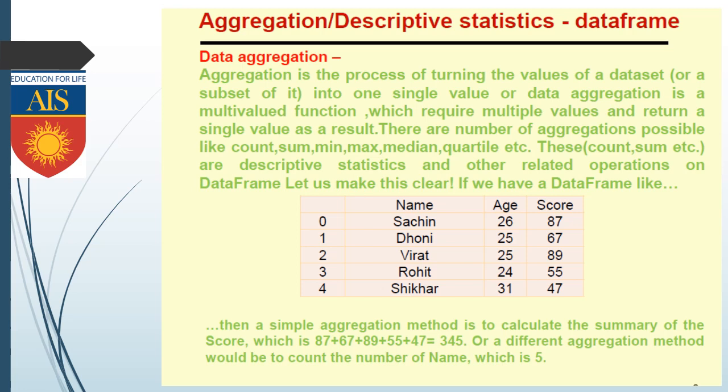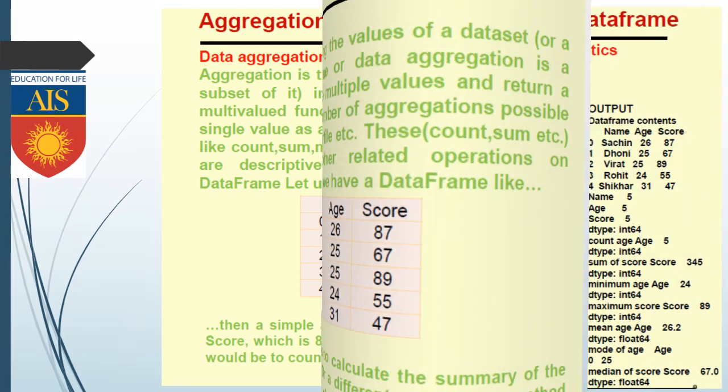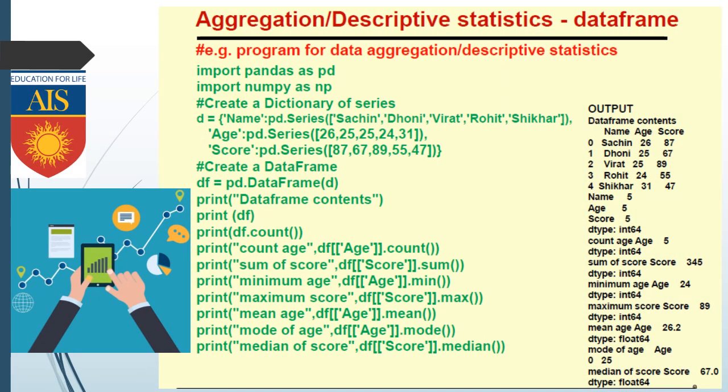If we have a data frame like this, then a simple aggregation method is to calculate the sum of the score, which is going to add 87, 67 plus 89, 55 plus 47, which means 345. Or a different aggregation method would be to count the number of names, which is 5.